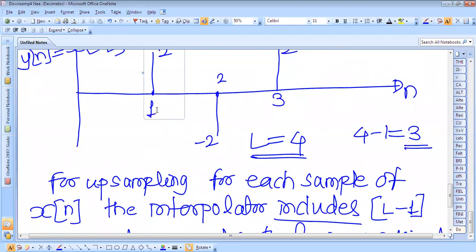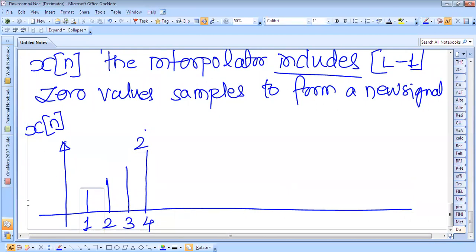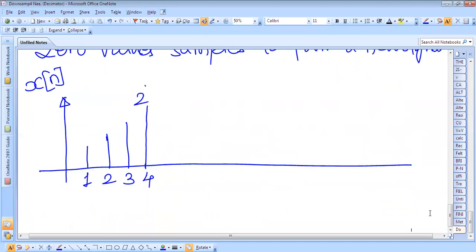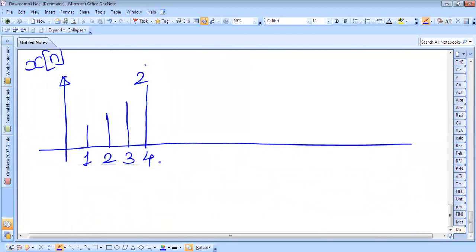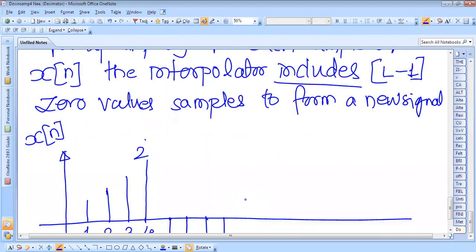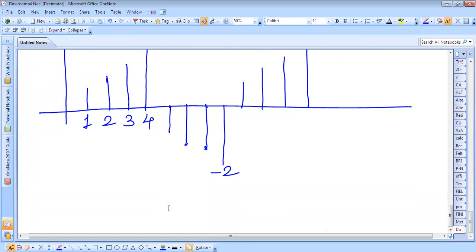As L is equal to 4, we have to add the 3 samples in between these: 1, 2, 3. Similarly here 1, 2, 3. Similarly here 1, 2, 3. Because we have to add the 3 samples between the given samples. Then we have to add the 3 samples on this side. Now 2 is having the negative sign, so this is 1, this is 2, this is 3, and this is minus 2. Again we have the 3 samples here: 1, 2, 3, and this is 2. So in this way we have upsampled the discrete time signal for the interpolation factor L is equal to 4.